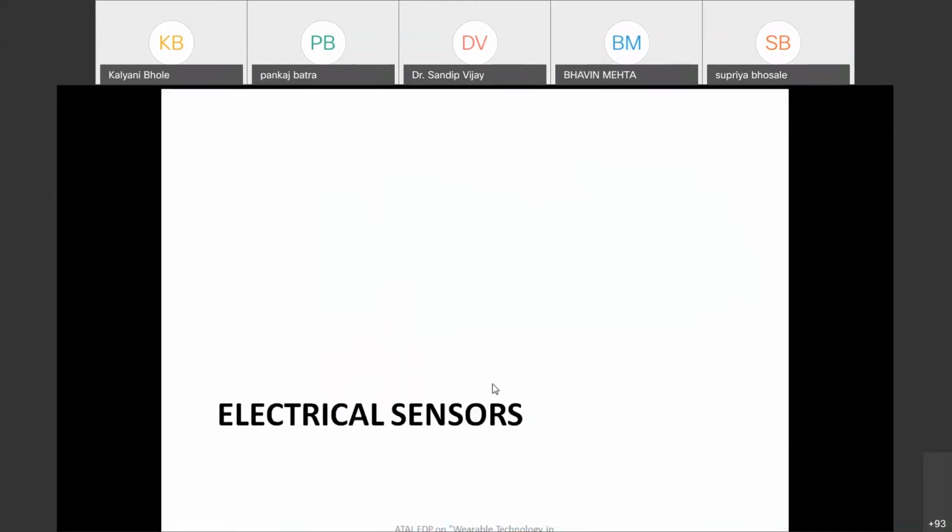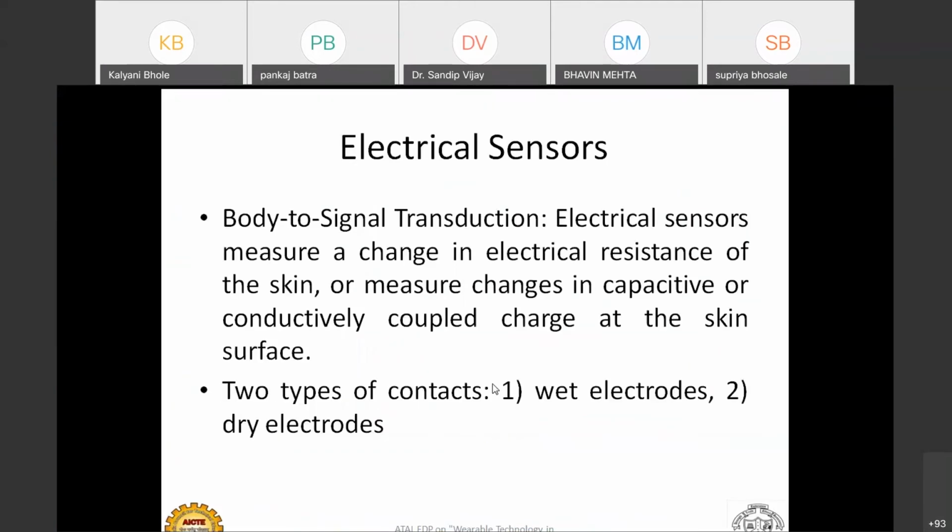So let us start discussing electrical sensors. Most electrical sensors, this is how body to signal transduction happens. They measure a change in the electrical resistance of the skin, or measure a change in capacitive or conductively coupled charge at the skin surface. So this is what I was discussing, talking about the wearable sensors.